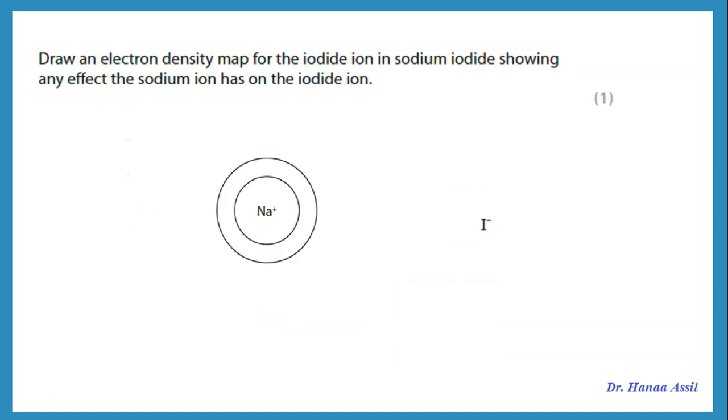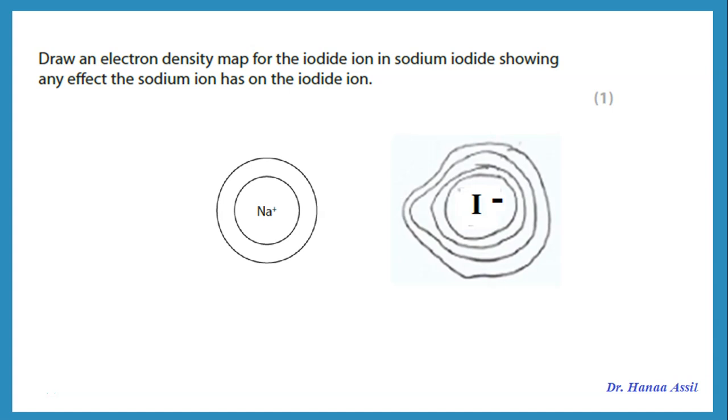Again, we have sodium iodide, and we know that iodide is a big anion, so it is likely to be polarized. So if we're asked to draw the electron density map for the iodide ion in sodium iodide, we will draw it something like this, in which the circles or the contour lines are not perfect circles, they are drawn towards the positive ion.